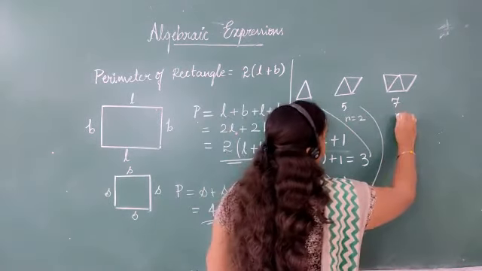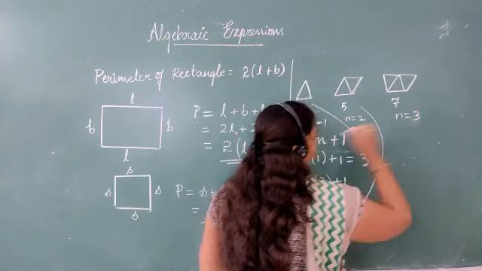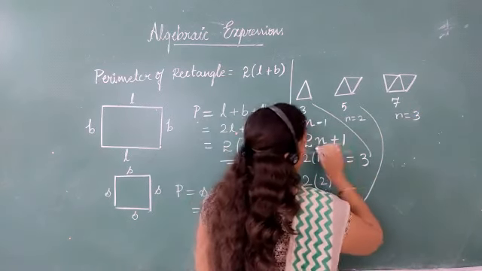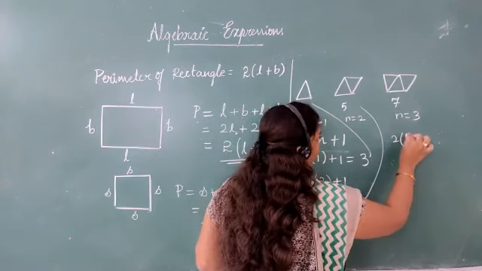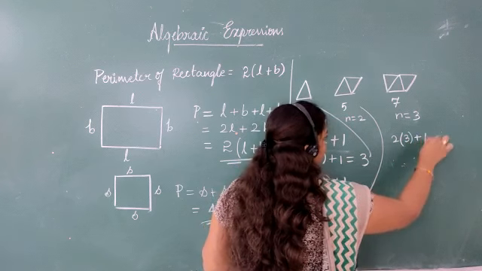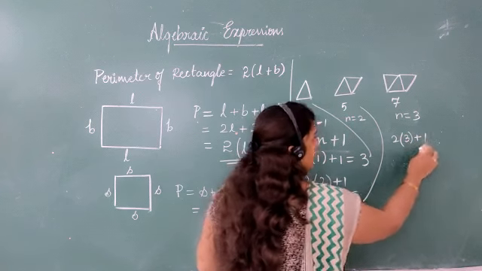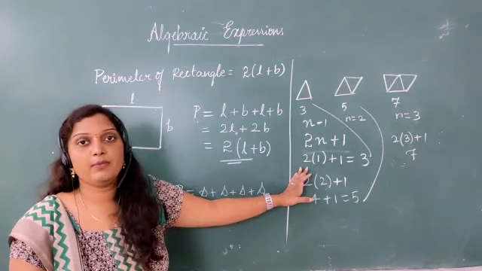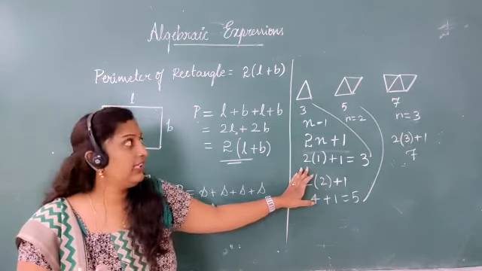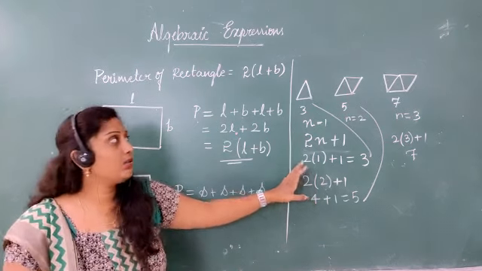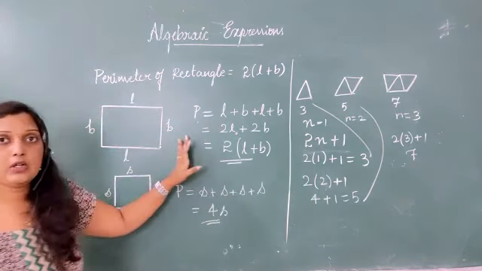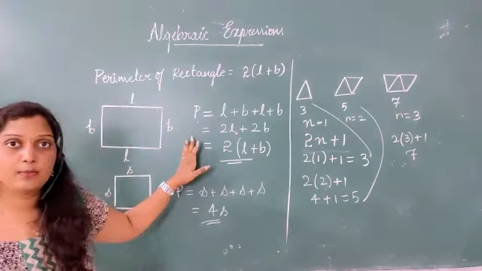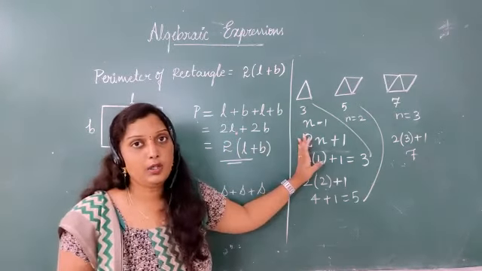And here the number of triangles is 3. So the n value is 3. Just apply the same formula. 2 into 3 plus 1. 2 3s are 6. 6 plus 1, 7. So you got the same thing. This is how you frame the rules for the given patterns. So this is all about using algebraic expression, how to frame the formulas and how to form the rules.